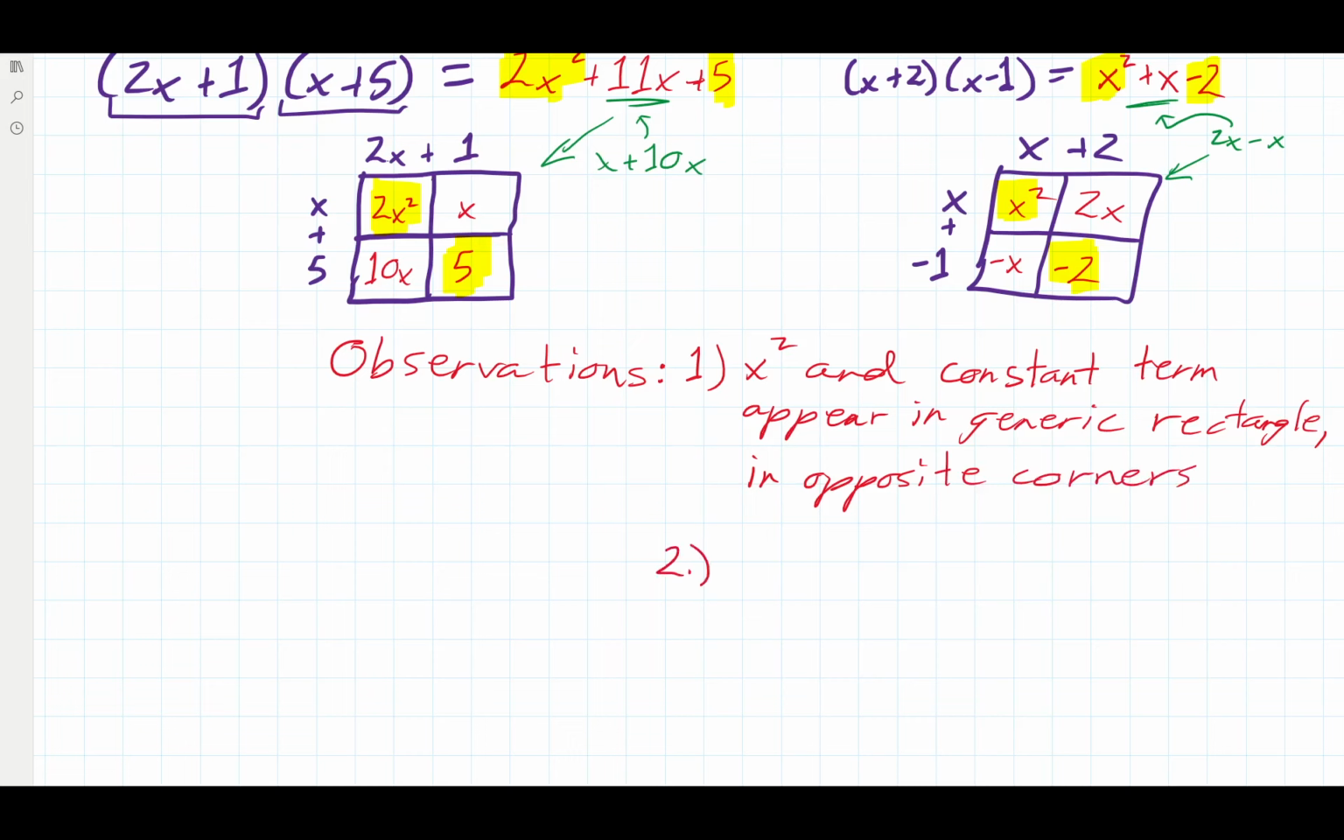Our second observation here in green is that the x term is broken up into the other two corners.